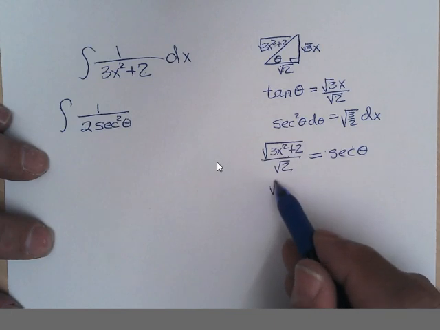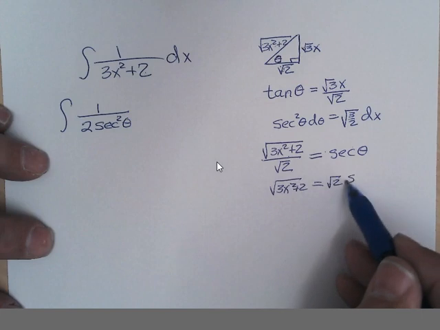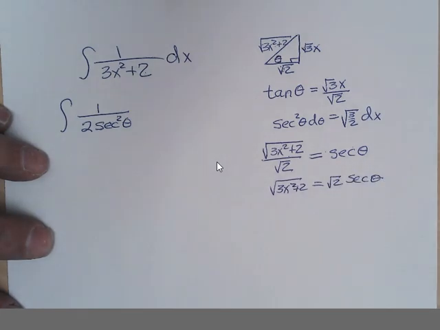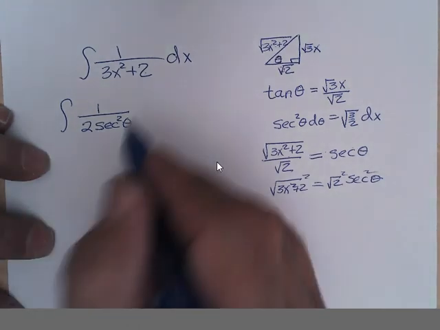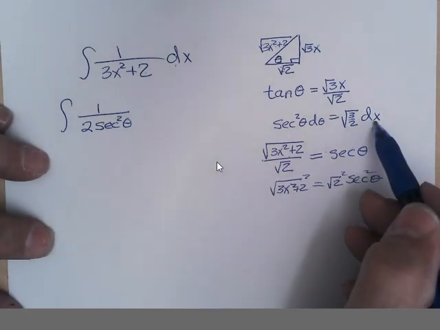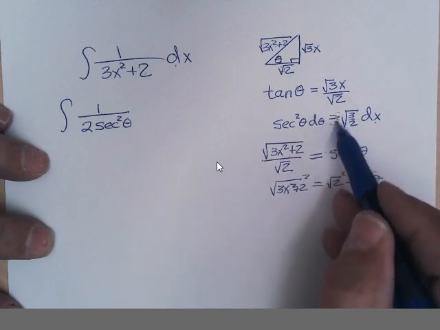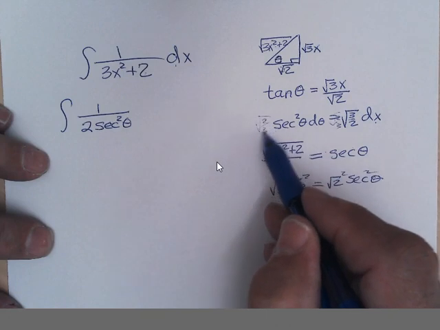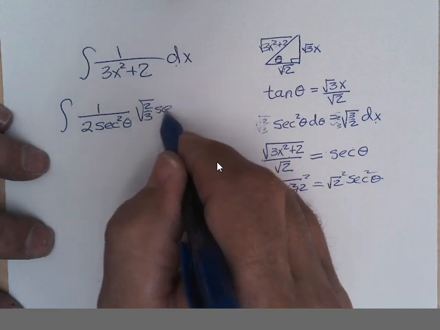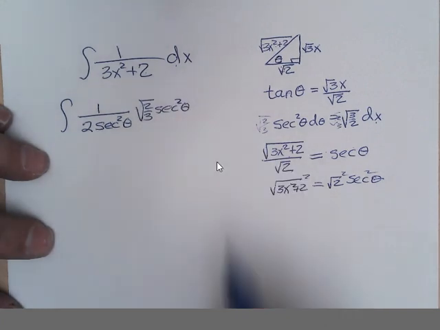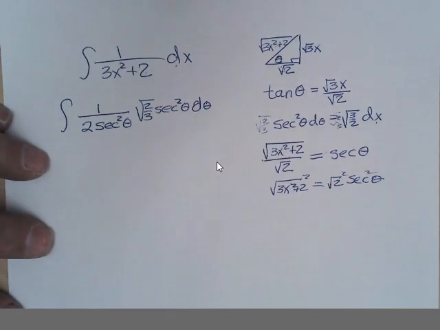I'll write that out. So I'd get square root of 3x squared plus 2 equals the square root of 2 times the secant of theta, multiplying both sides by the square root of 2, squaring both sides, and I get that. The dx, well, the dx is, I'm going to have to multiply by the square root of 2 over 3. So it's going to be the square root of 2 over 3 secant squared theta d theta. That's what dx is.